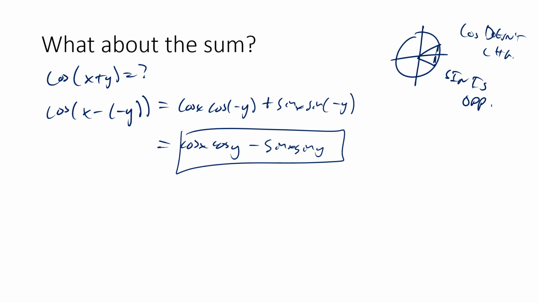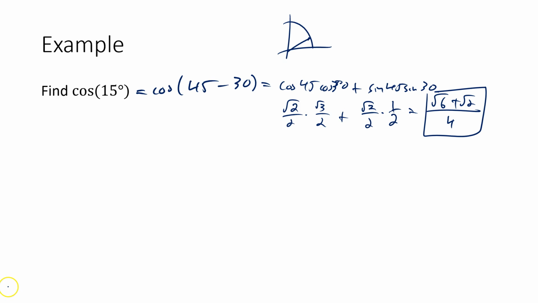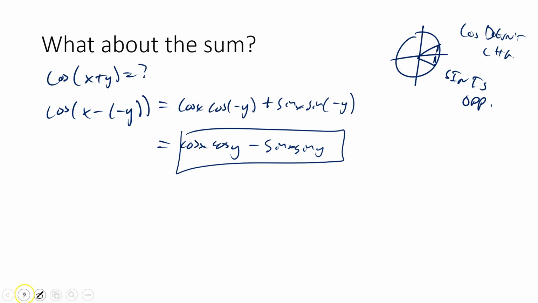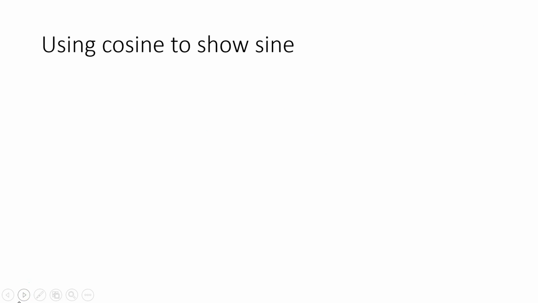Okay, and that was our second one. So not hard at all. So now we have a formula for cosine of the sum and for cosine of the difference. Let's see what we can do with sine. So we're going to use cosine to show sine. So we have a couple of things that are important for us to know before we jump into this.